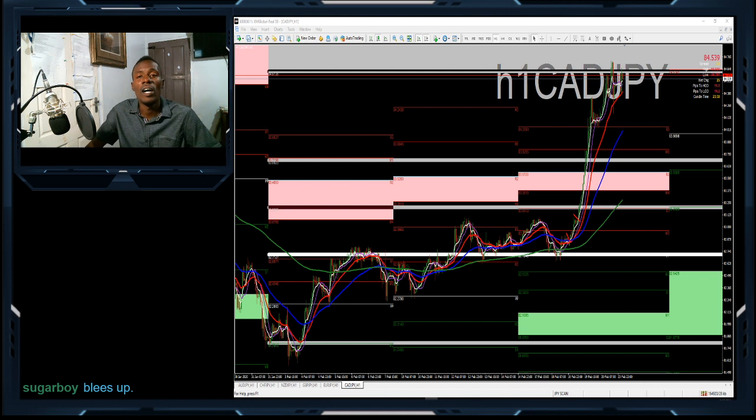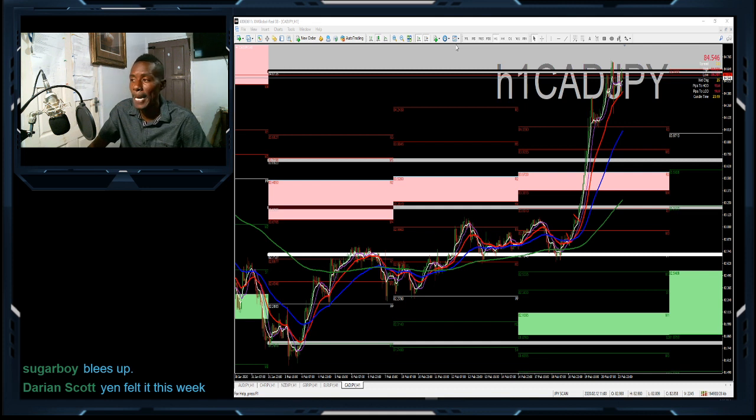Alright, so this is CAD yen. Basically CAD yen, right? And I'm a bull on CAD. I'm a bull on CAD. I'm a bear on the yen asset, right? The yen felt it this week.